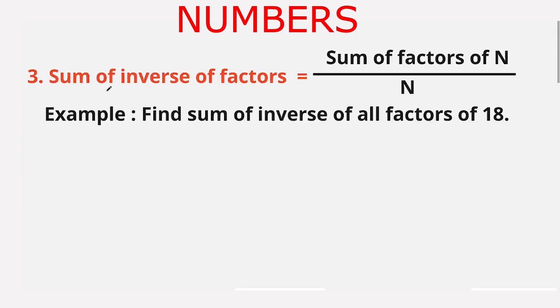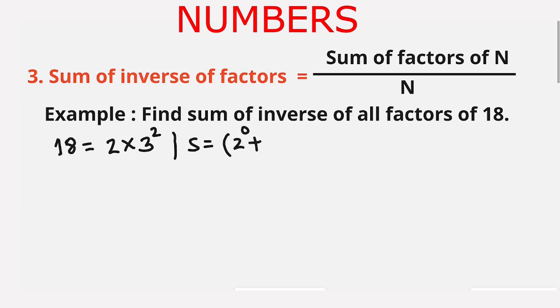Point 3, sum of inverse of factors, and this is equal to sum of factors of n divided by n. We will learn it by one example: find sum of inverse of all factors of 18. 18 is 2 multiplied by 3 to the power 2. We have factorized 18 into prime factors, 2 multiplied by 3 to the power 2. 3 to the power 2 is 9, and 9 times 2 is 18.